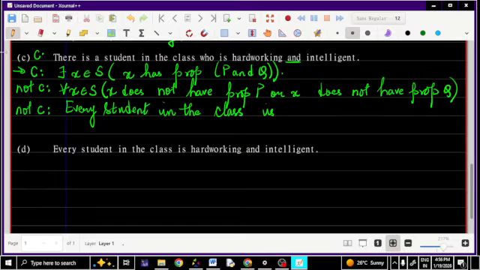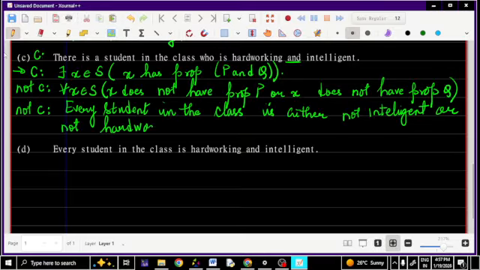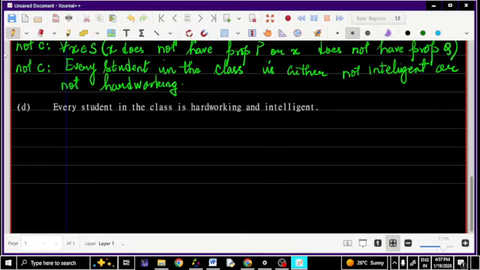Every student in the class should not have at least one property. Every student in the class is either not intelligent or not hardworking. Every student in the class is either not intelligent or is not hardworking. That will be the negation of the given statement C.